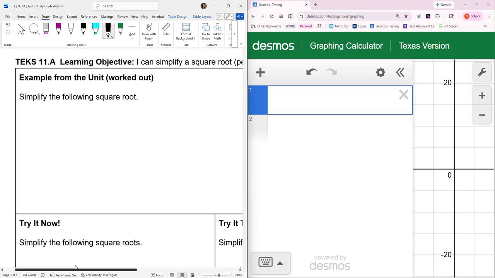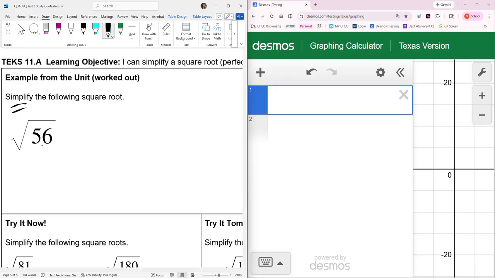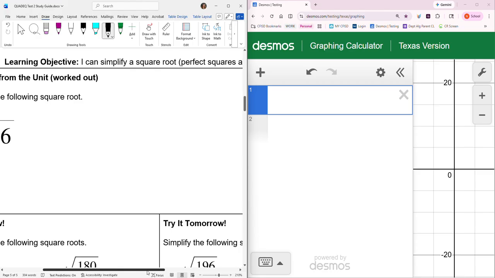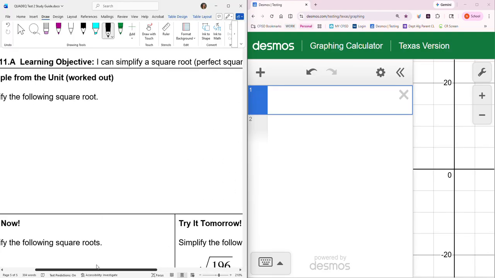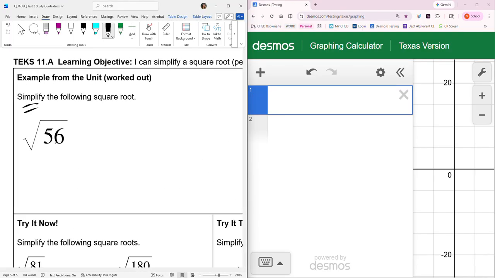All right, so now that we've listed out those numbers, I need to look at 56. 56 is not a perfect square. It is somewhere in between 49 and 64. You learned that in 8th grade in terms of estimating where the square root of 56 would be on the number line. Okay. Now we're going to go ahead and find a perfect square that we can break up and change in terms of 56.